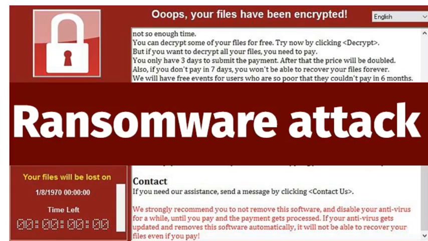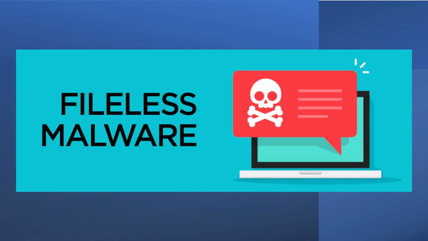A ransomware attack is a malicious software attack in which the attacker encrypts the victim's data, making it inaccessible, and demands a ransom payment to restore access to the data. The attacker usually provides a decryption key in exchange for the ransom, which is typically demanded in Bitcoin or another cryptocurrency to maintain anonymity. Fileless malware represents a sophisticated cyber threat that uses legitimate programs to infect a computer.